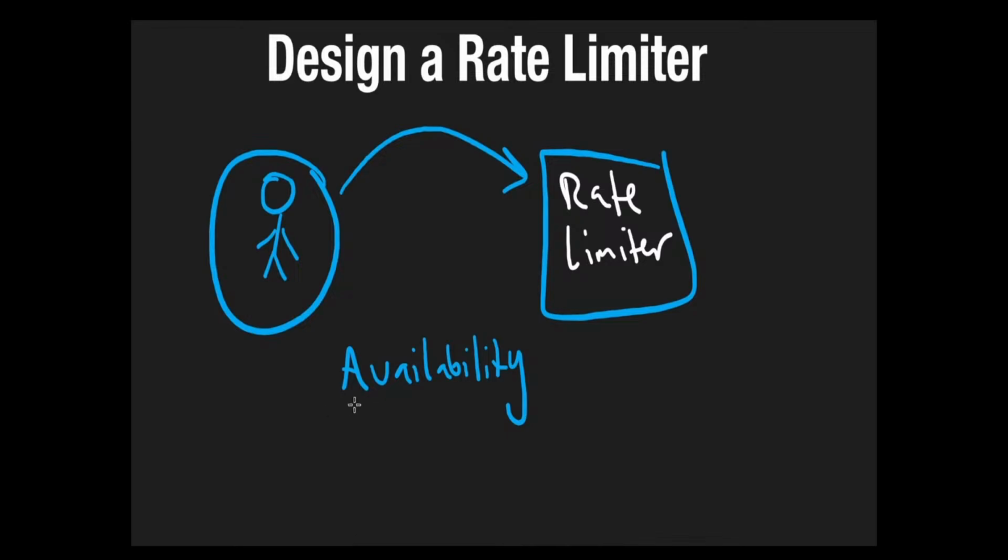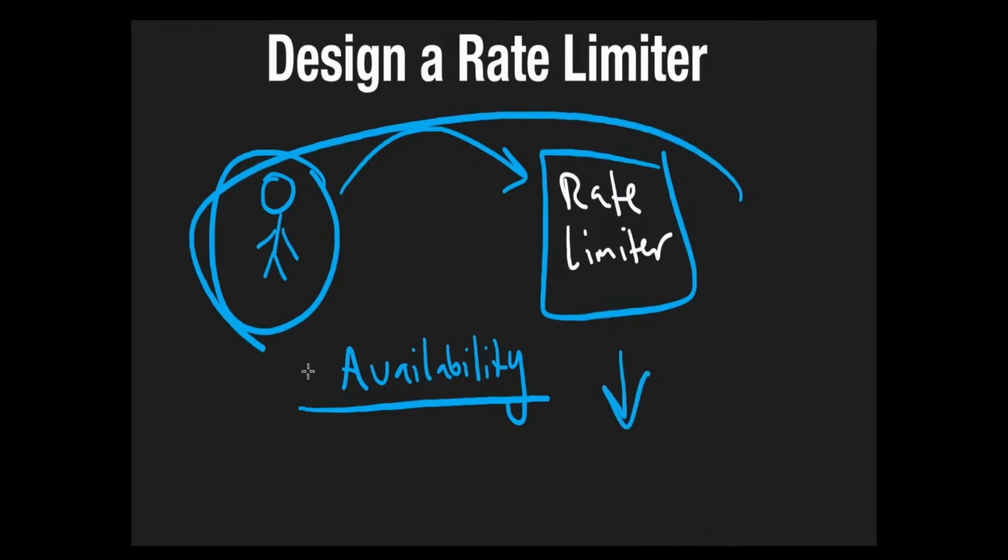Now, the last non-functional requirement I want to mention is availability. Now, in theory, our rate limiter should be as available as possible, like the highest degree, 5 nines of availability. But a question I have for you is, what if our rate limiter goes down? How should our application handle that?